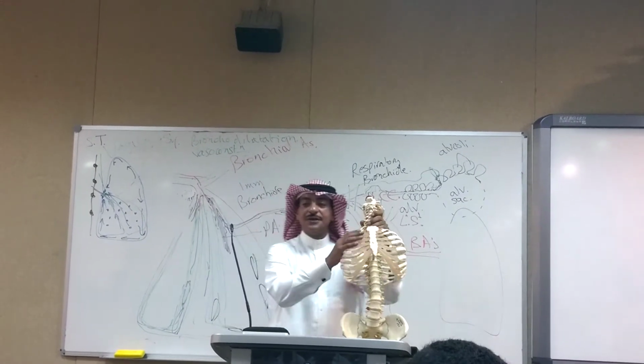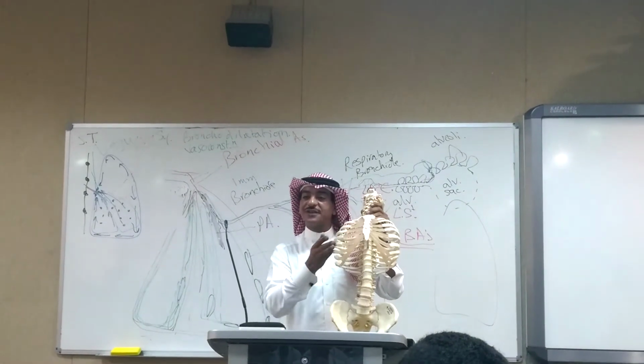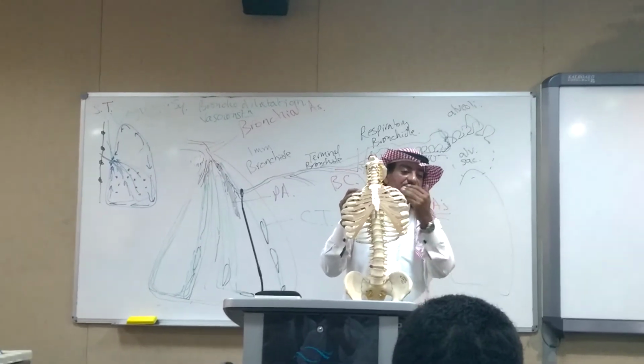The right lung is divided into 3 lobes by oblique and horizontal fissures, whereas the left lung is divided into 2 lobes by the oblique fissure.